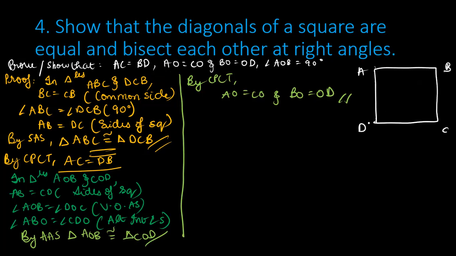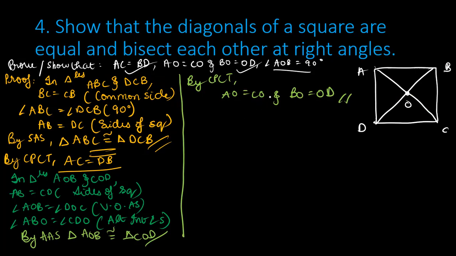A, B, C, D. Okay, so now we prove the first and second part of the question. Last part of the question is angle AOB is equal to 90 degrees. We have to prove. That's all.